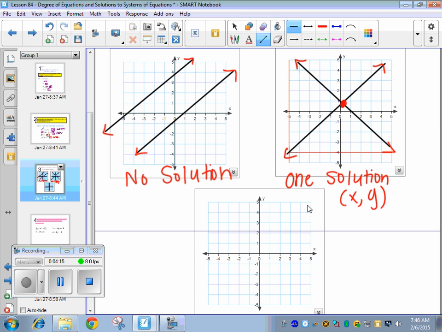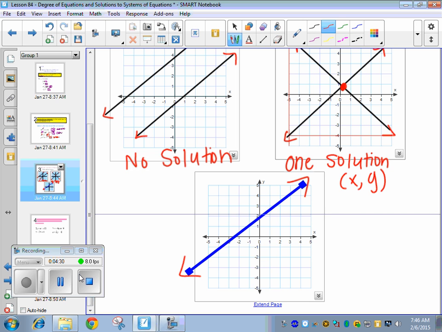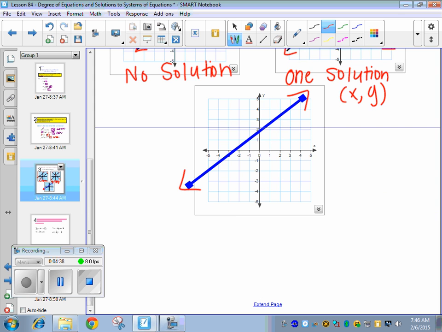Yes! Okay, we can actually graph 1 line, and then I'll maybe do it in another color. We can graph another line. So right on top of each other, we can actually have the exact same line, right? We graph a line, I graph another line, and it's basically the exact same line. And how many times do those 2 lines touch each other? Yeah, a million times, right? Infinite. So we say infinite solutions.